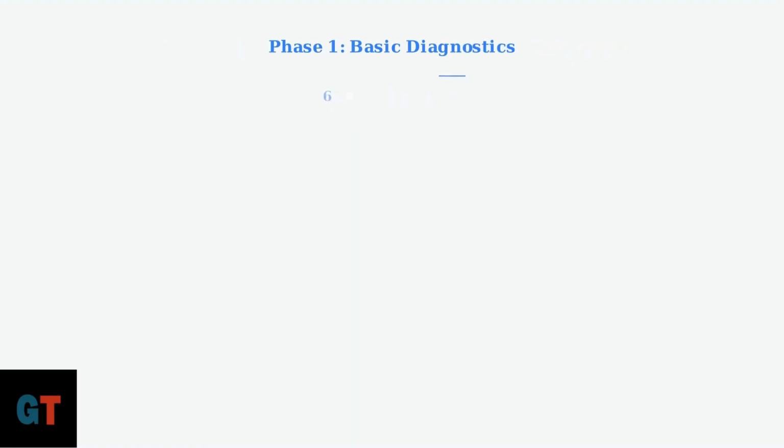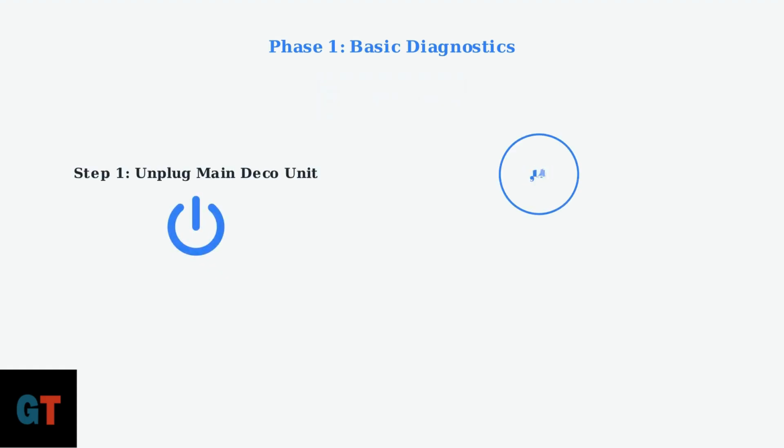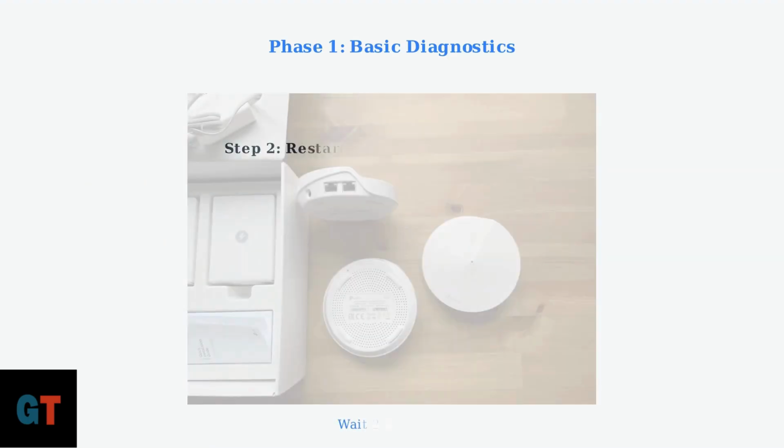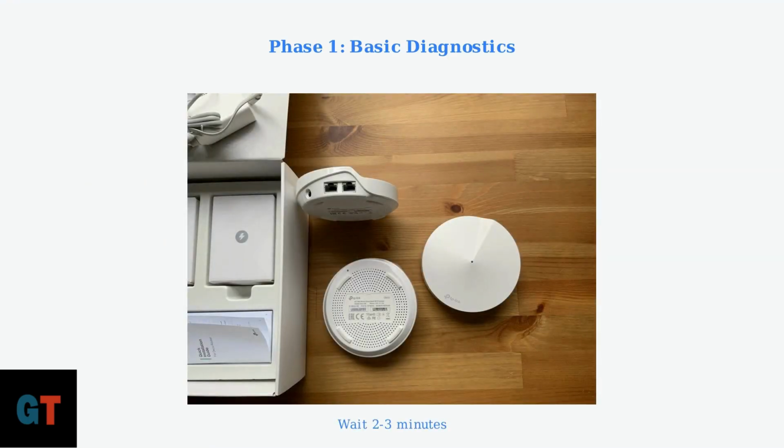Let's start with basic diagnostics. The first step is a power cycle sequence, which fixes temporary connection issues about 67% of the time. Step 1. Unplug your main Deco unit for exactly 30 seconds. This allows the device to fully reset its internal state. Step 2. Restart your modem or router, then reconnect the Deco unit. Wait 2 to 3 minutes for the connection to establish.